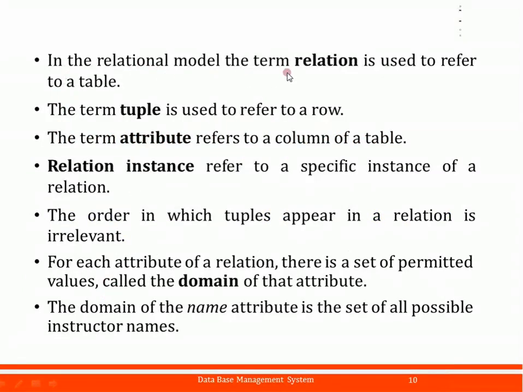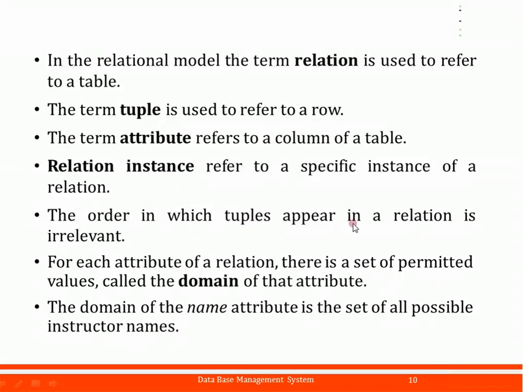In the relational model, the term relation is used to refer to a table. Since we are addressing the relational model, we refer to the table as a relation, the tuples refer to the rows, and the attributes refer to the columns of the table. So we have tables, the rows correspond to the tuples, and the columns correspond to the attributes. Relation instance refers to a specific instance of the relation at a particular point in time.